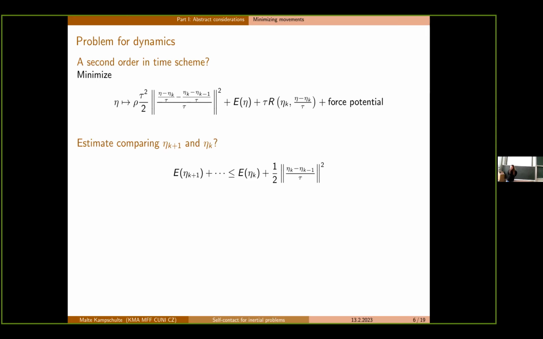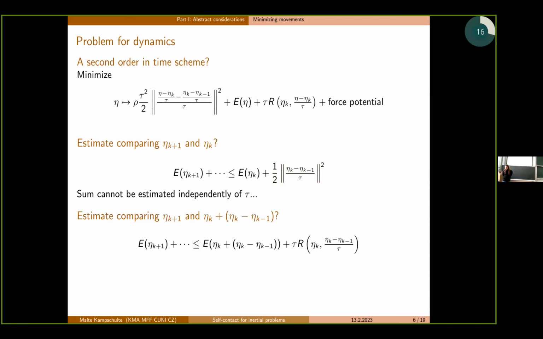Because no matter how you do it, you get one extra term that doesn't sum up. Because if you compare with eta k, you're comparing running along with suddenly stopping. It's not a good competitor energetically. And there you fail. And then you say, okay, comparing with stopping is not good. I need to compare with uniformly running along.